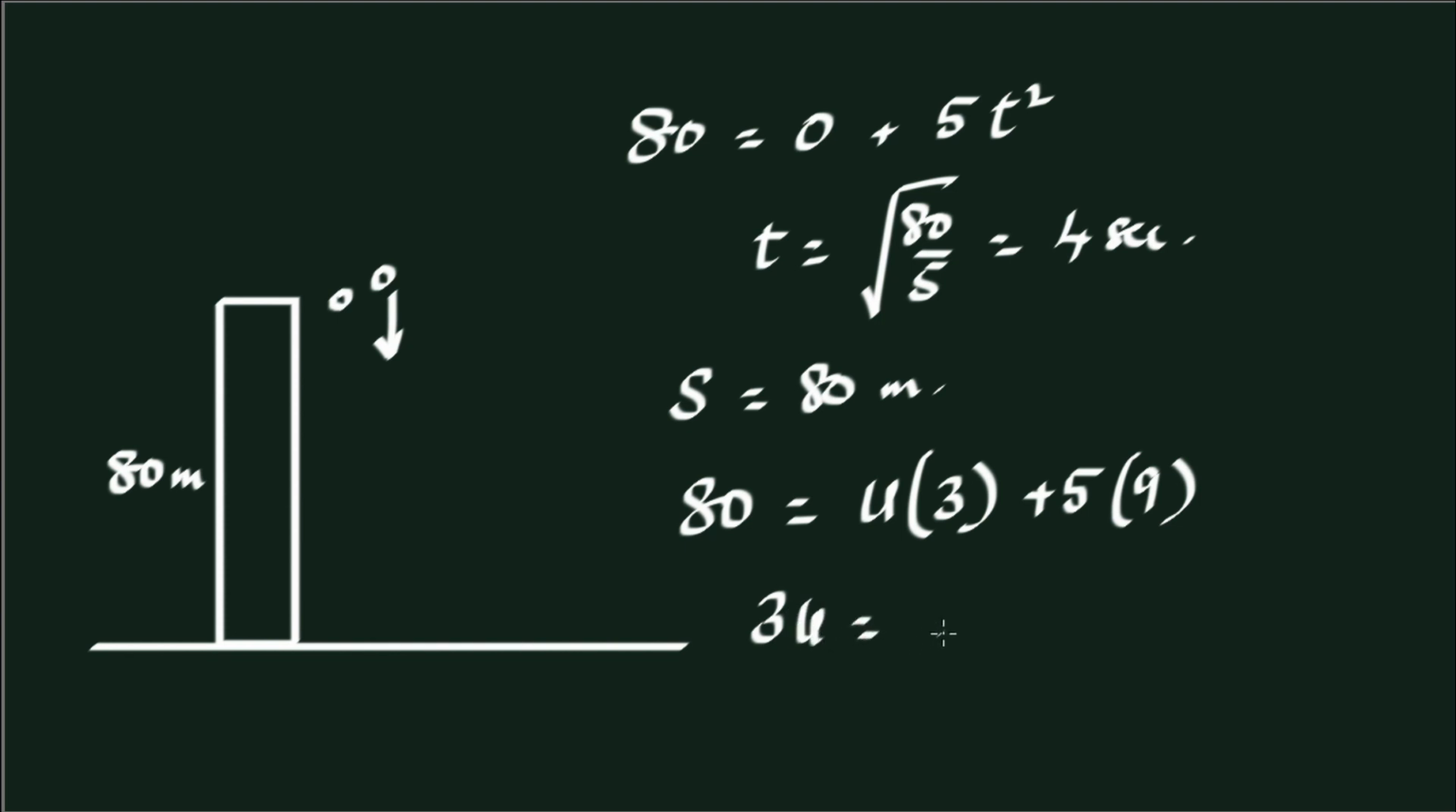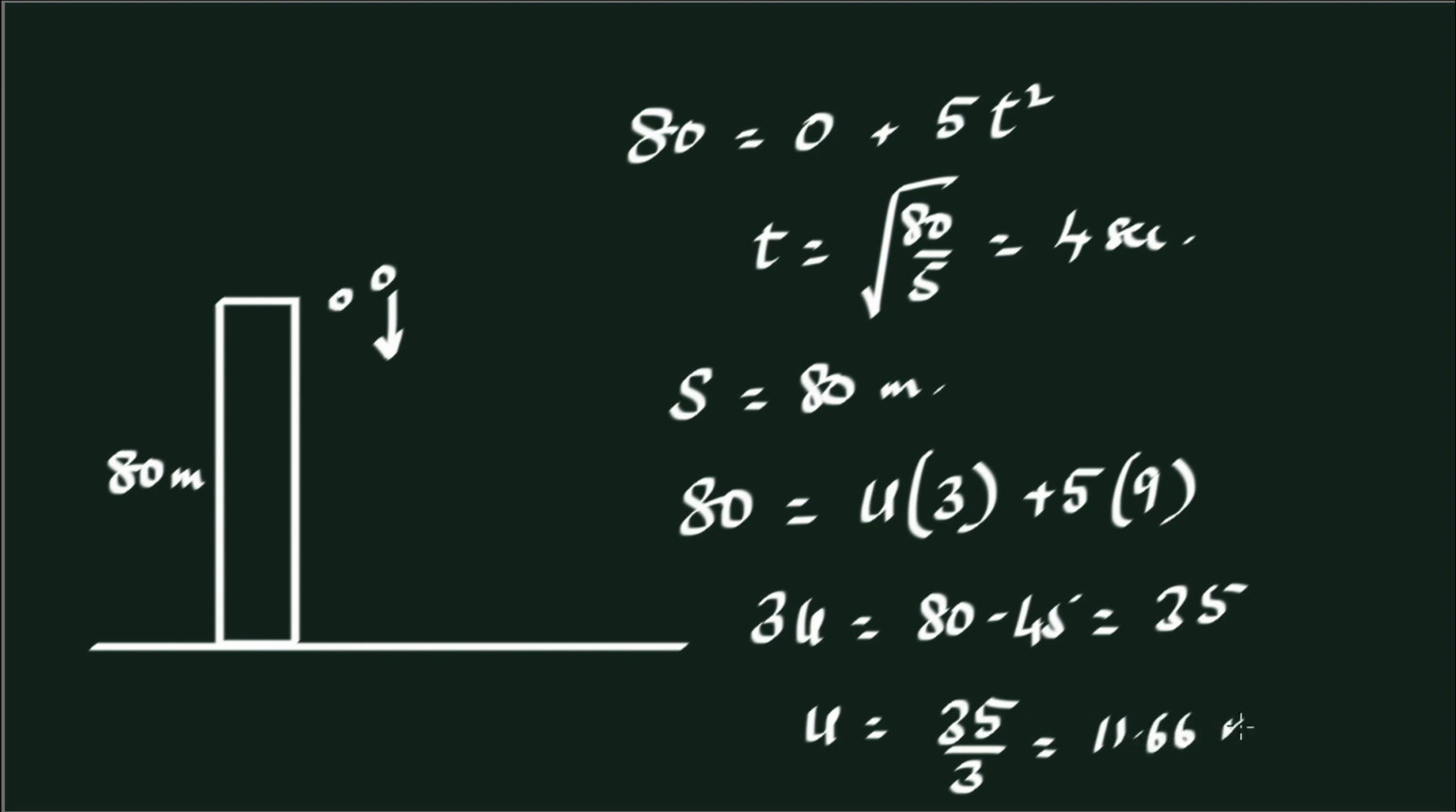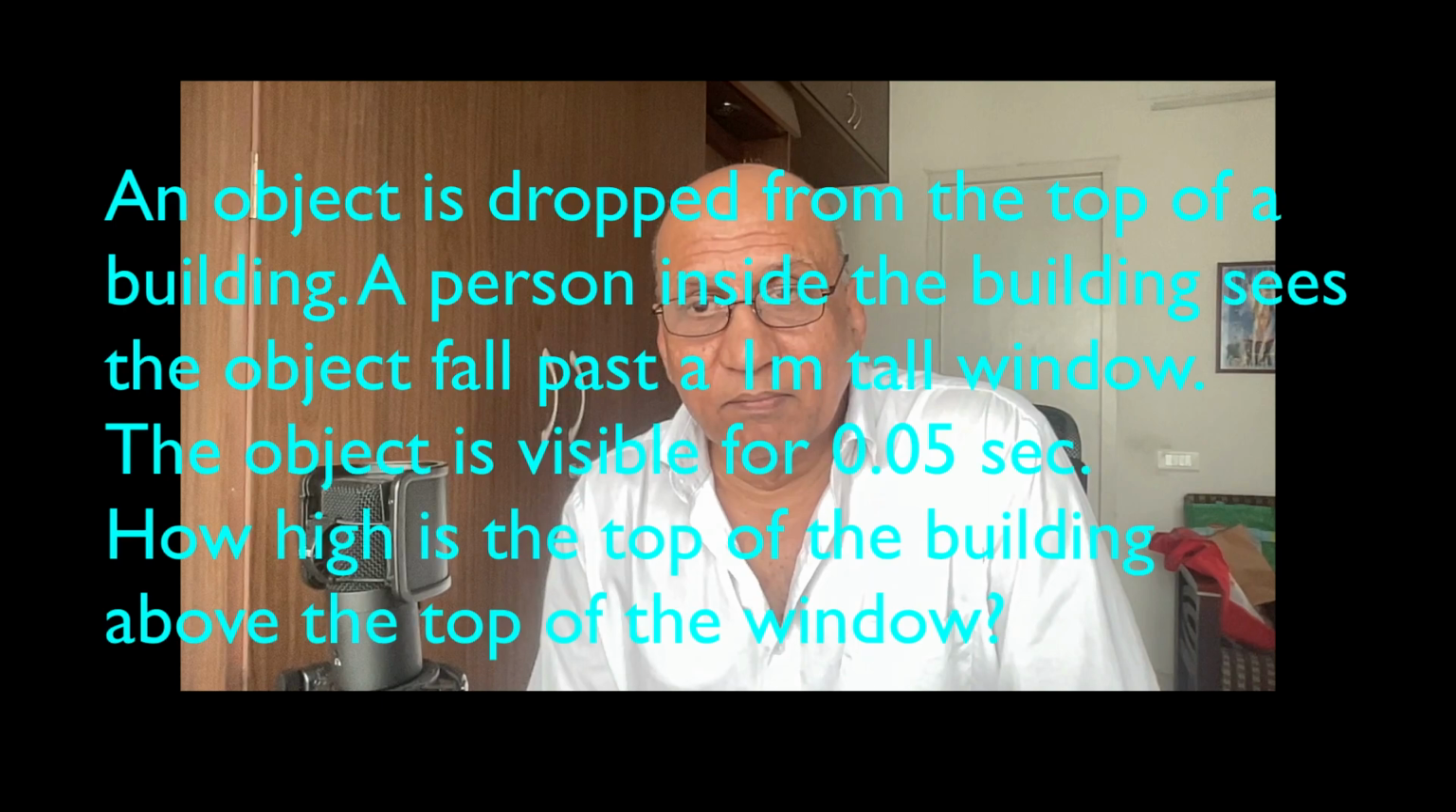3 times u is equal to 80 minus 45. How much is that? 35. And so u is equal to 35 divided by 3. That is equal to whatever, 11.666 meters per second. That's the minimum speed with which the second stone should be thrown 1 second later. So it hits the first stone just as they're about to hit the ground. Now let's move on to the third problem.